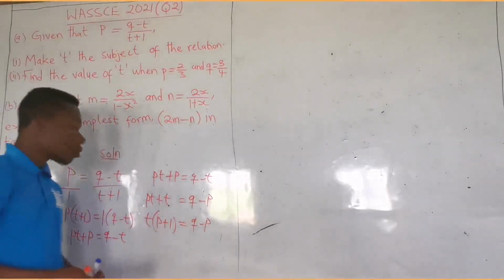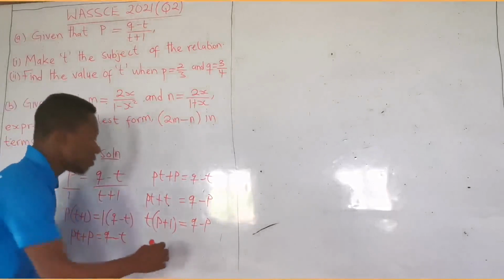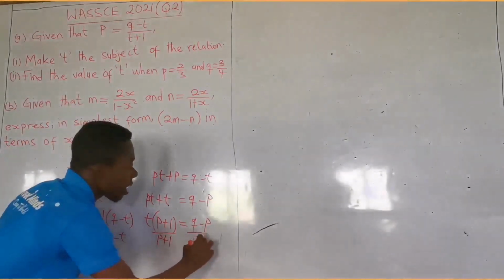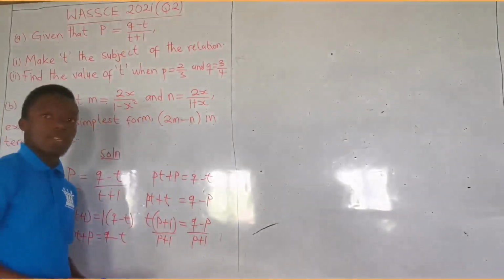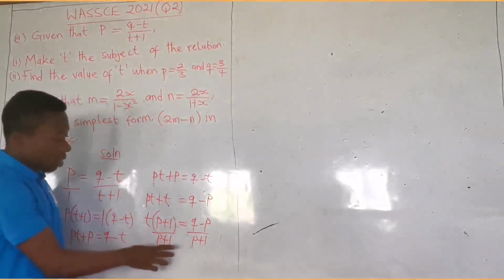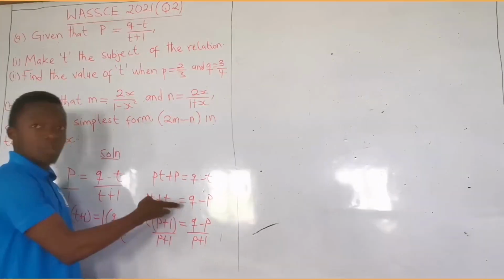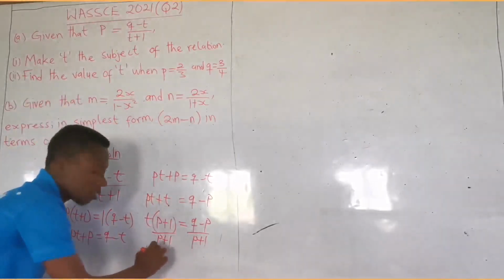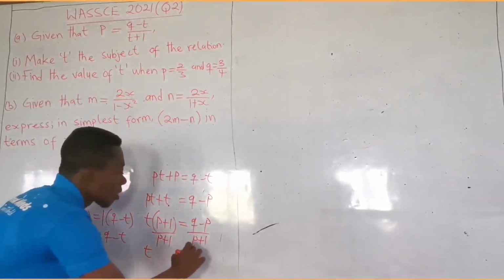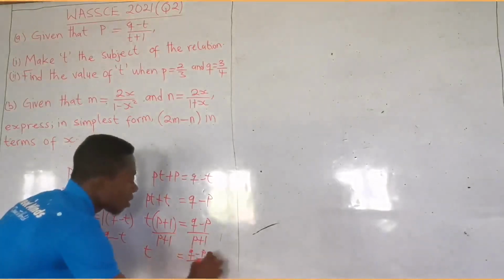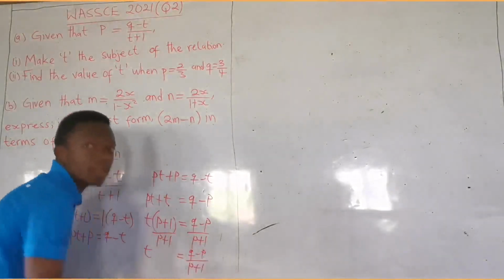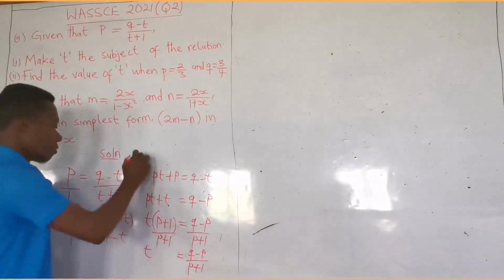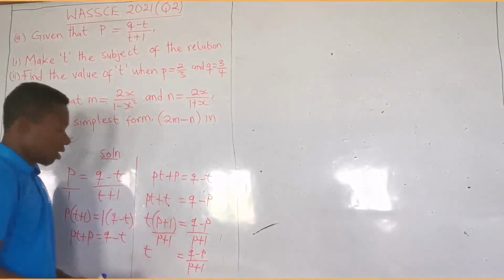Once you get to this stage, you divide both sides by P plus 1. P plus 1 will cancel P plus 1, so it becomes T, which is equal to Q minus P all over P plus 1. I hope that is clear. So that's your equation for T in this case.